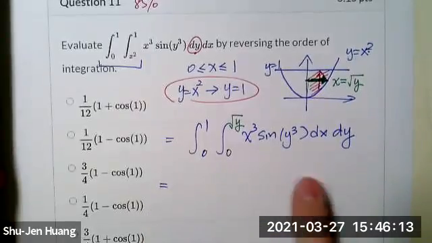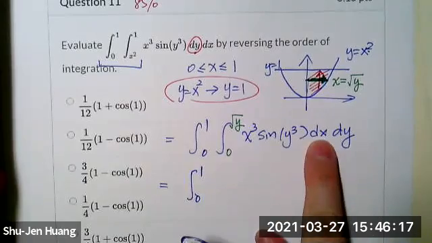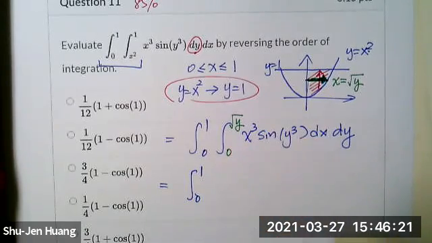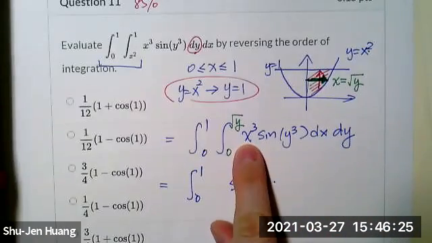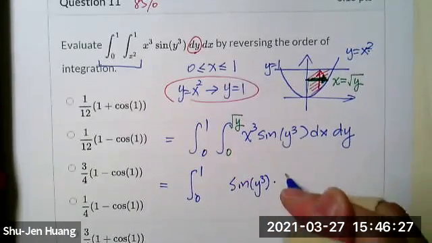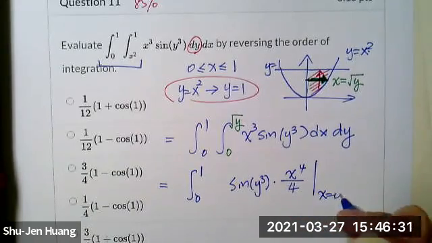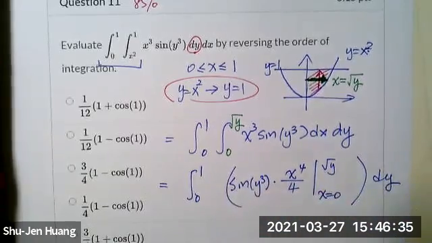For this one, it's a lot easier to do the integral. We integrate with respect to x first. Sine y cubed is just a number, so we write sine y cubed here. We integrate x to the power 3, which gives us x to the power 4 over 4, and x is from 0 to the square root of y, dy.